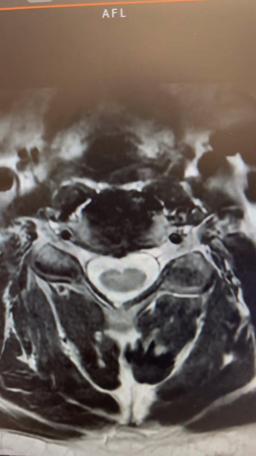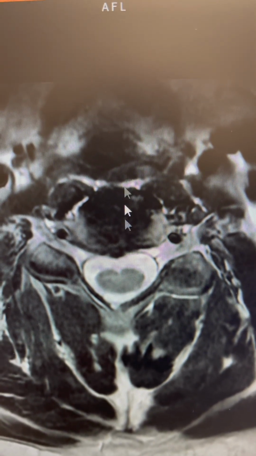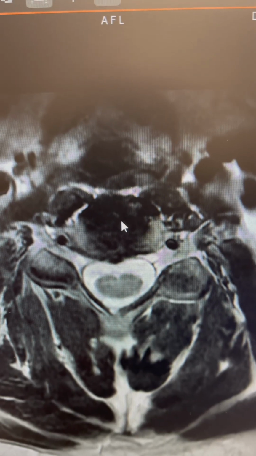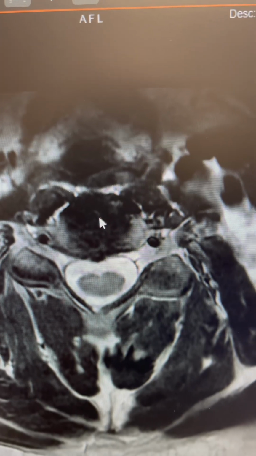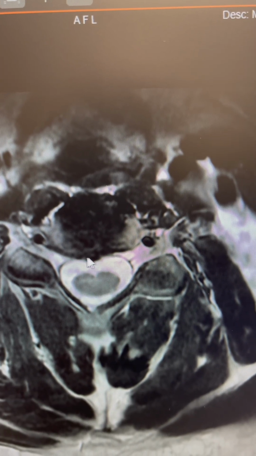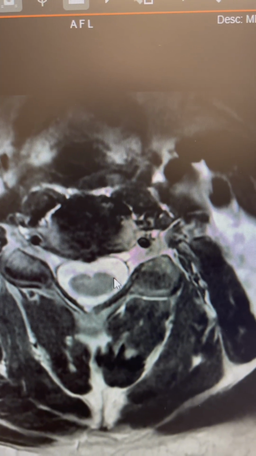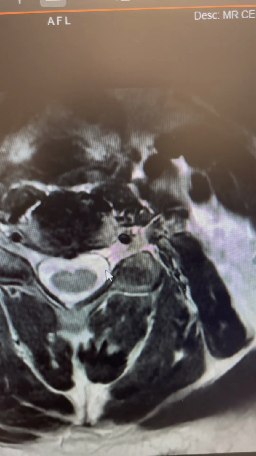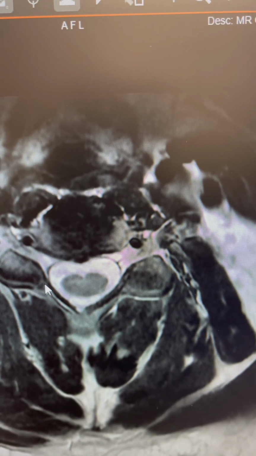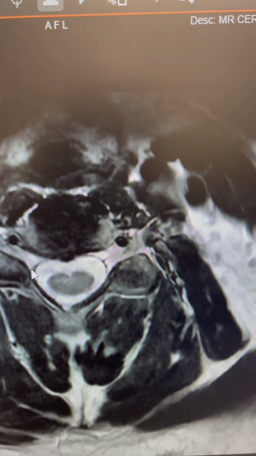Okay, let's look at this case, and we are looking at the cross section of the cervical spine MRI. This is the front of the neck, this is the back of the neck, and this is the disc space. Behind the disc, the round structure, this is the one I'm talking about, is the spinal cord, which is surrounded by this white material, which is cerebrospinal fluid, which is typically a good thing.